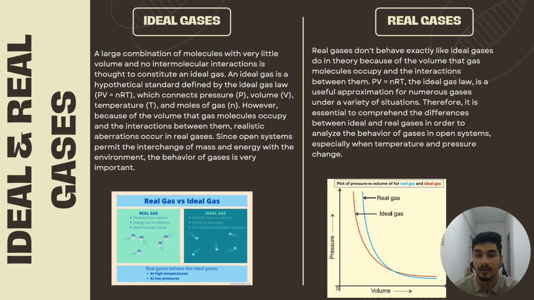which is how gases operate in reality, not how we assume them to work in an ideal gas situation. In an ideal gas, we have PV equals nRT, which is the pressure times the volume, equal to the number of moles times the gas constant times the temperature in Kelvin. In the real gas, PV equals nRT is not applicable. So it is essential to comprehend the differences between ideal and real gases in order to analyze the behavior of an open system, especially when the temperature and pressure change, as we can see in the bottom graph.